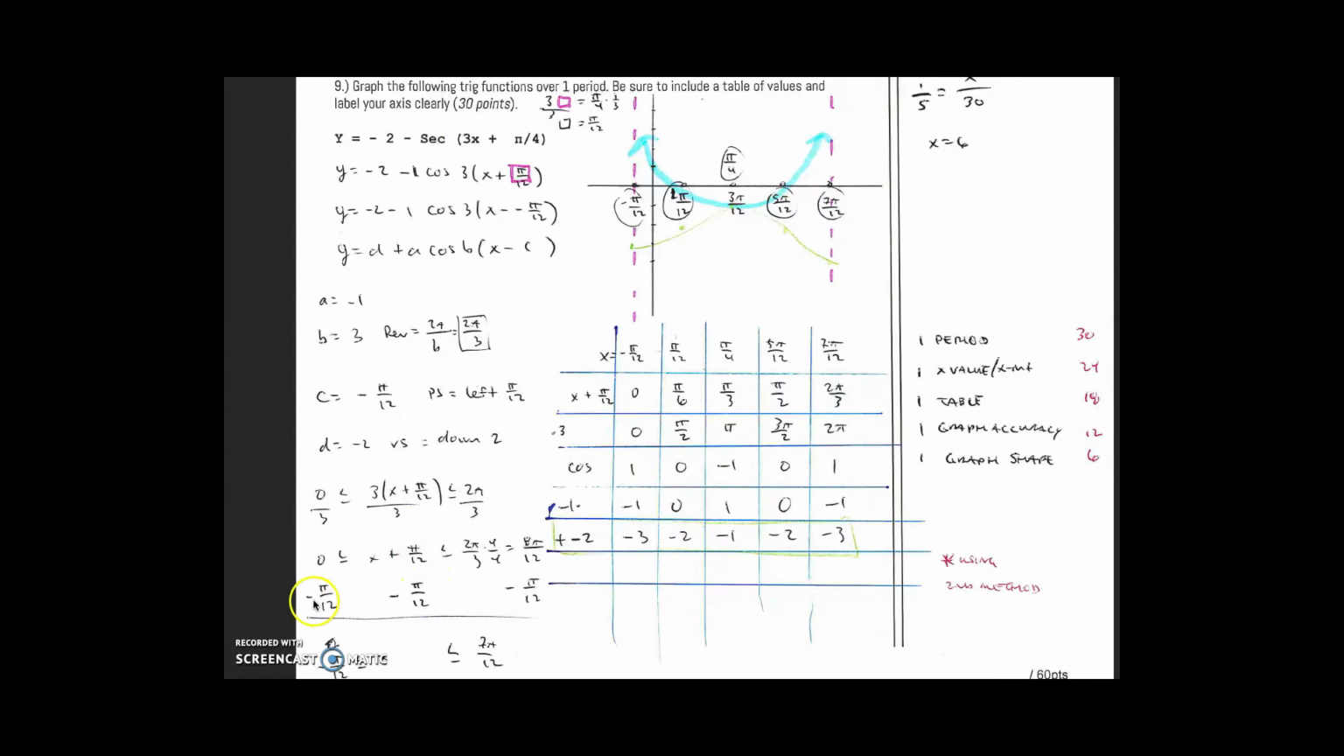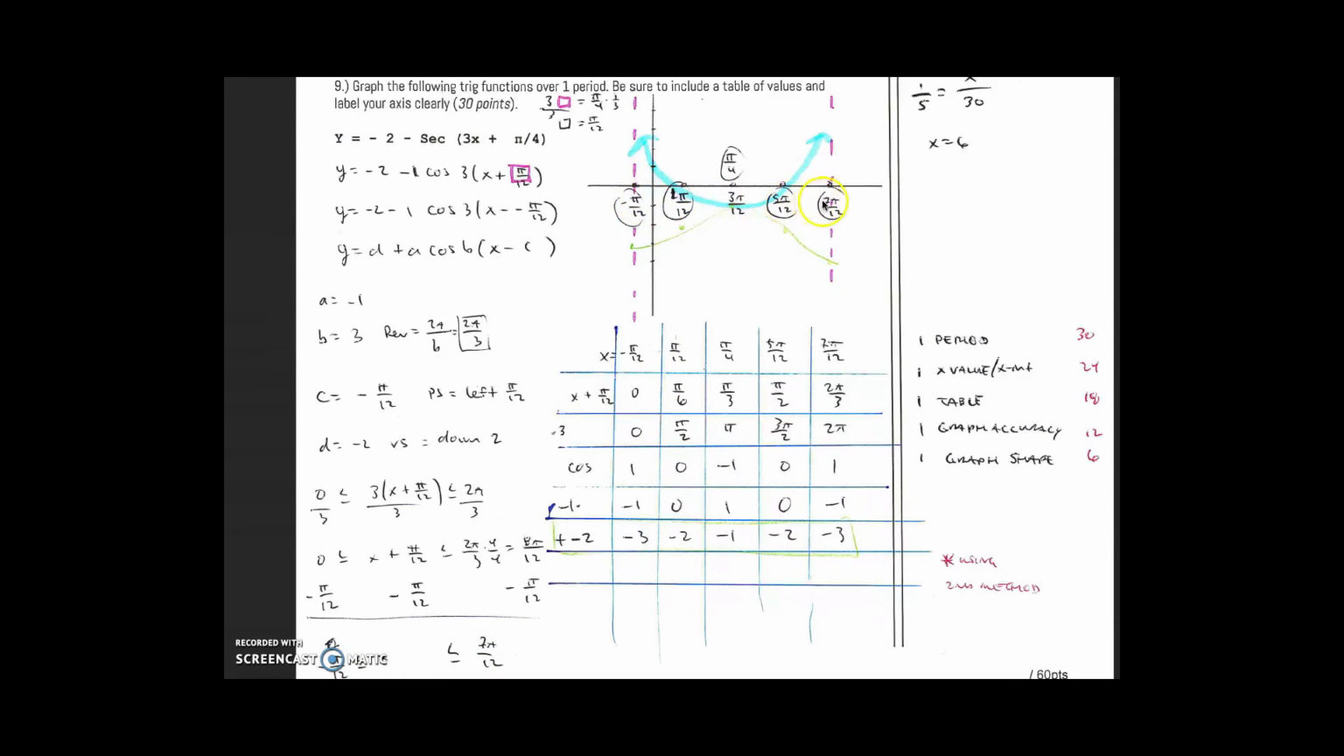Here I'm going to subtract pi over 12, so I get negative pi over 12. That cancels x, and then over here, to subtract pi over 12, I multiply numerator and denominator by 4 to get an equivalent fraction of 8 pi over 12, and you subtract the numerators. 8 minus 1 gives you 7 pi over 12. So there's my start point, end point.